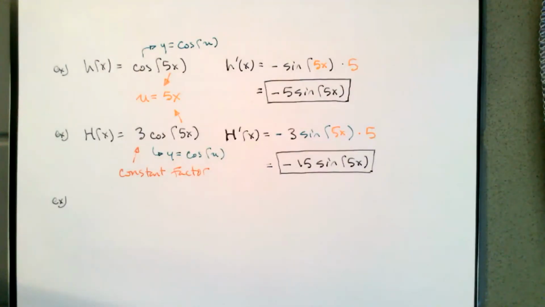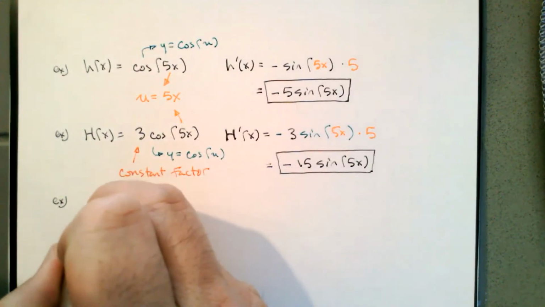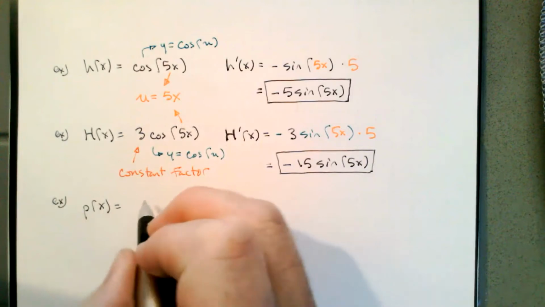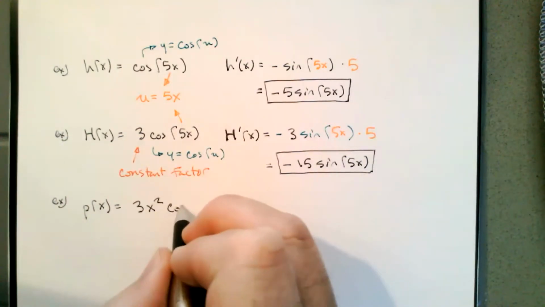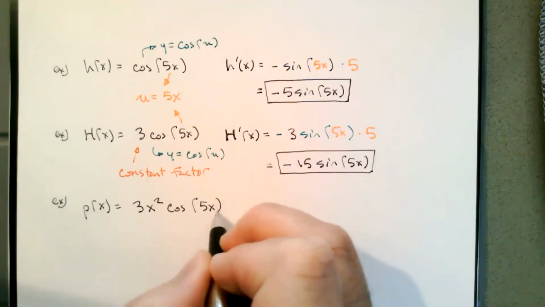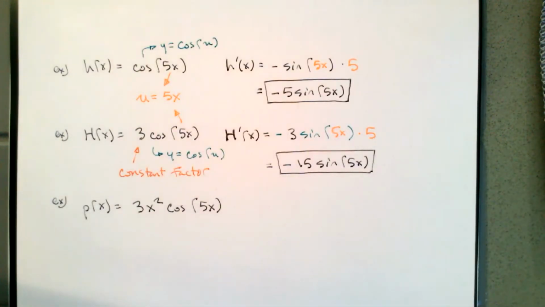So let's look at another function. Let's suppose that p of x is 3x squared times the cosine of 5x. So we see a lot of things going on. There's a function of x, the 3x squared. There's a cosine of 5x, which makes it where we know we have to use the chain rule. So the question is, which thing do we do first?